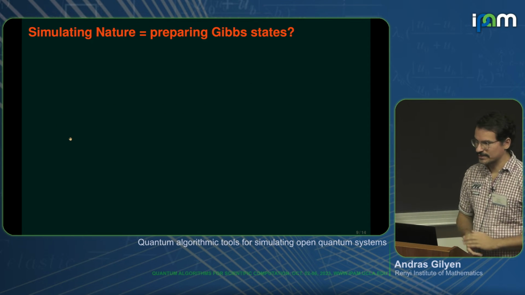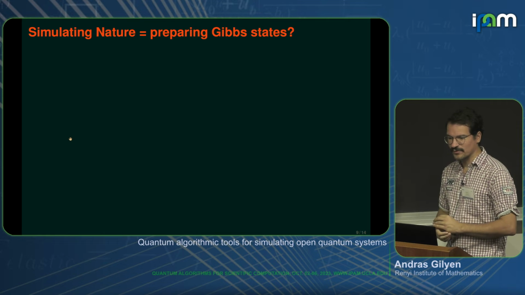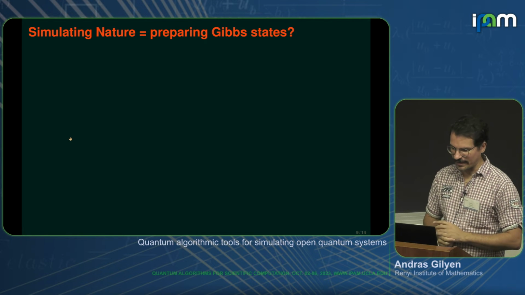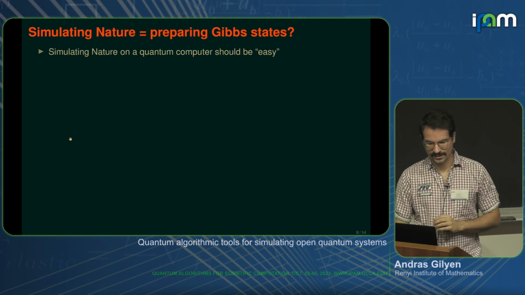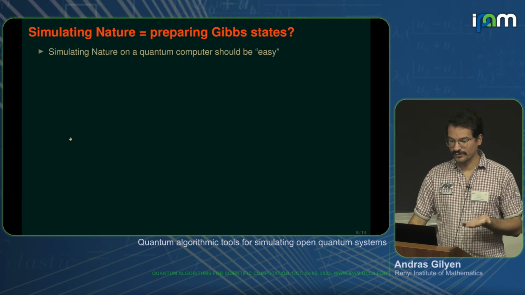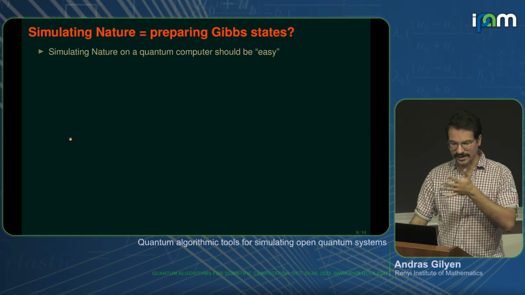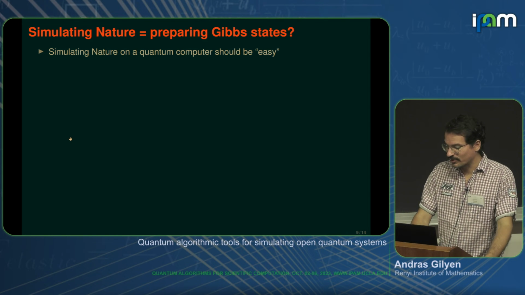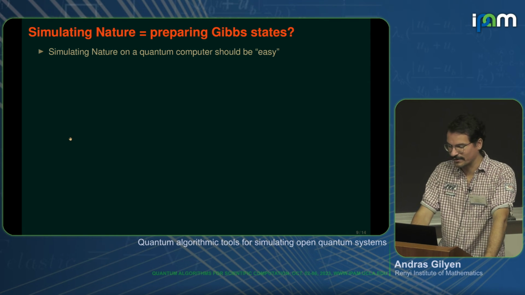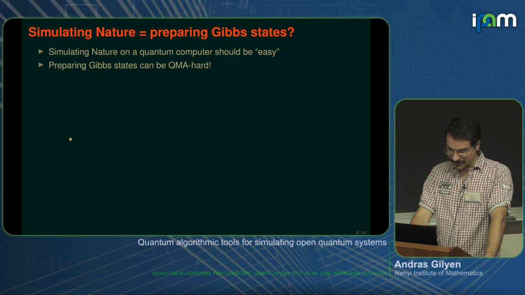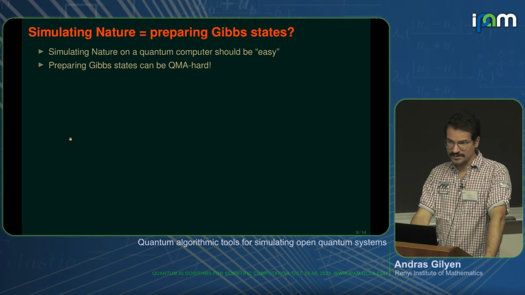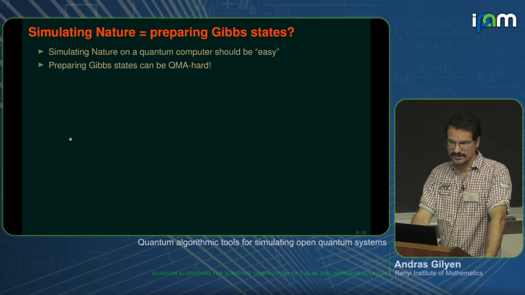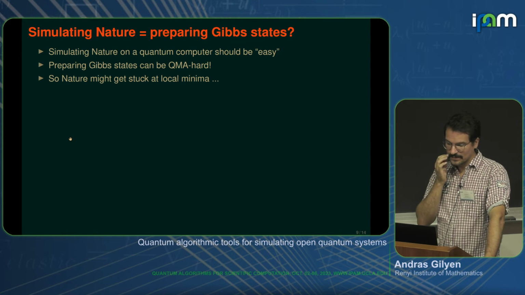So now I have to ask the question: is simulating nature the same as preparing Gibbs states? Well, simulating nature on a quantum computer should be easy. As I described, we have good ideas how to do it. In principle, a quantum computer should be able to simulate quantum mechanical systems. On the other hand, it's known that preparing Gibbs states can be QMA hard in the worst case. So what's going on? Something is not right.